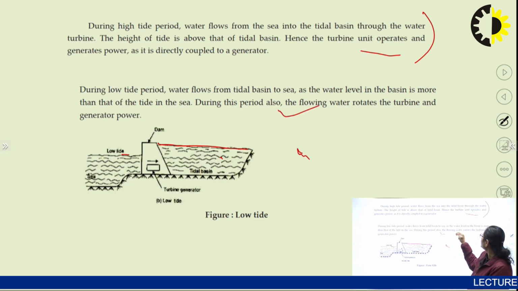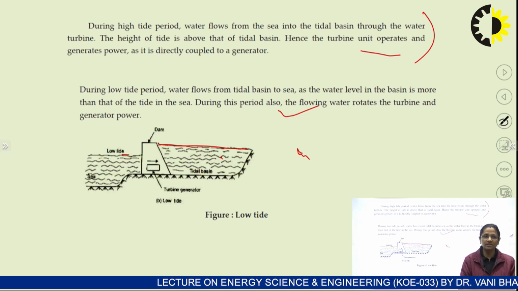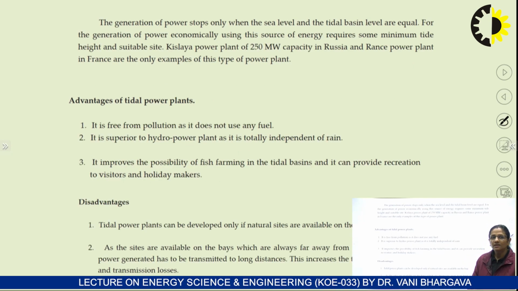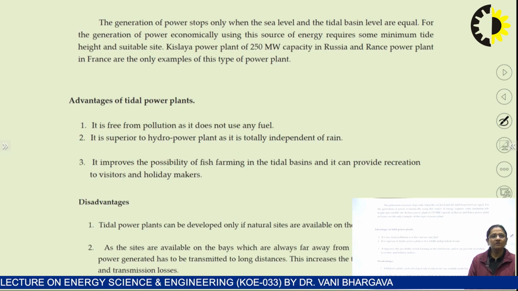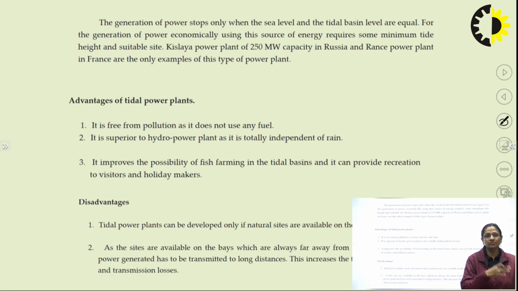During this period as well, the flowing water rotates the turbine and generates power, as the generator is directly coupled with the turbine. The generation of power only stops when the sea level and tidal basin level are equal. In that case, there cannot be any head to cause circulation of water either from the seaside to the tidal basin or from the tidal basin to the seaside.